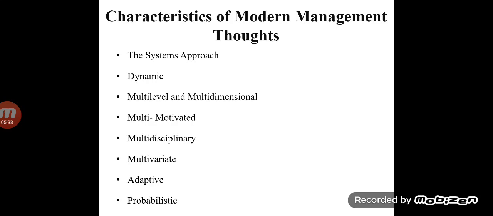So let's start with the first characteristic, the system approach. In the system approach, an organization as a system has five basic parts. Which are the five basic parts? Input, process, output, feedback, and environment.